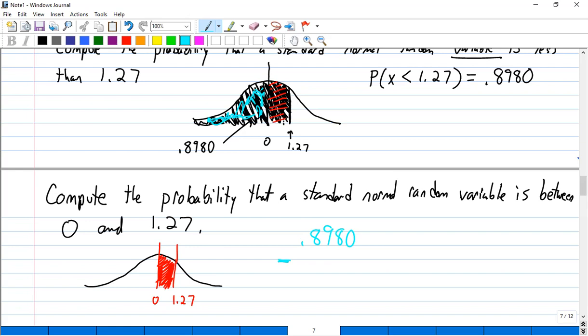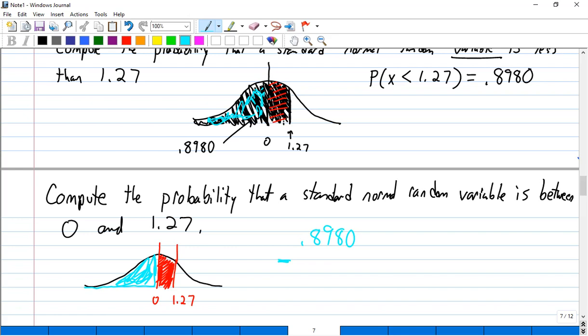Because if we look up 0 in the table, it's going to give us the area from here all the way to here. It's going to give us all of this. So if we subtract that out, then we'll have the area between the two. So go to your table, go to z equals 0.00. You can use either side, but I would probably use B because it's at the very top. And what do you get an area of?